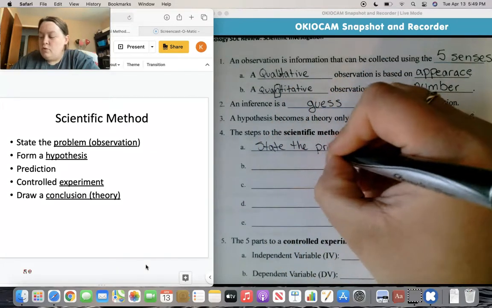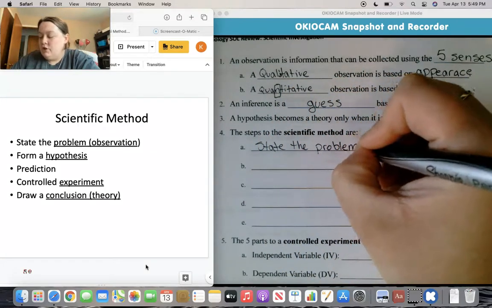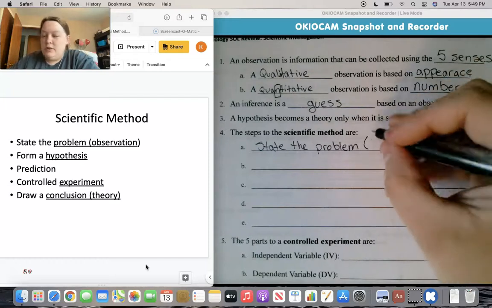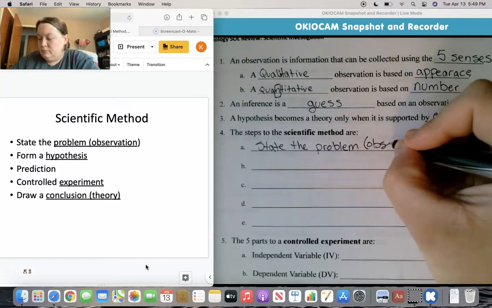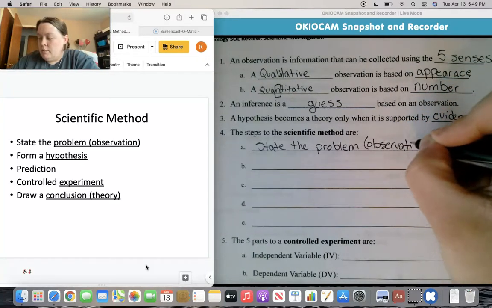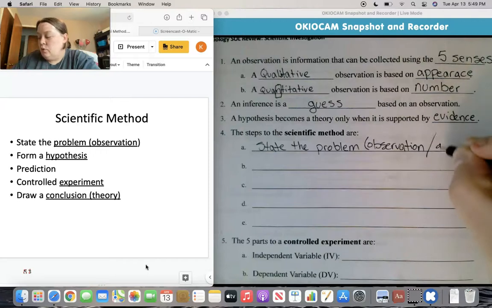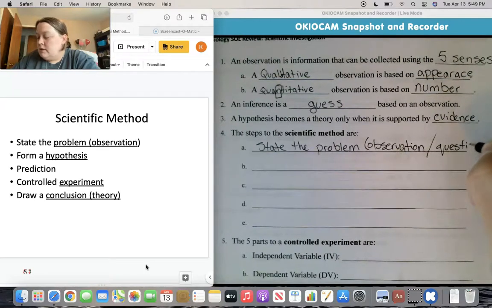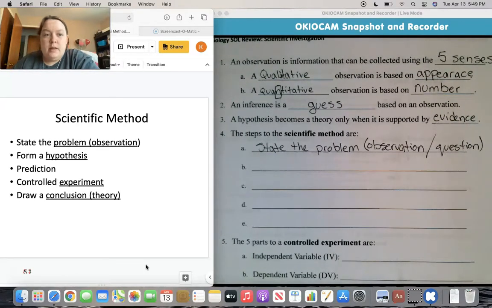This comes from you making an observation. It could also be phrased as a question. You make an observation and it leads you to a question. So an example, I grow lots of plants at my house. I have like tomato plants and pepper plants, and I like planting a garden. So I'm growing lots of plants right now.